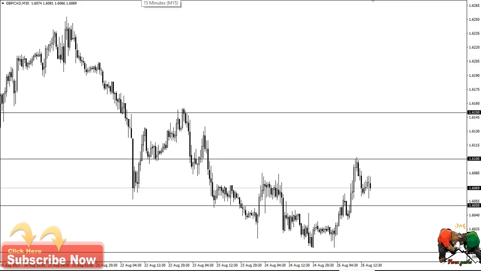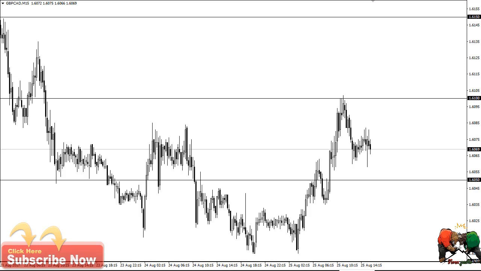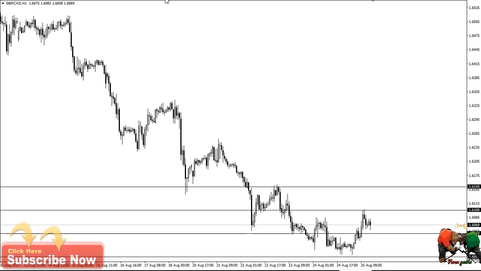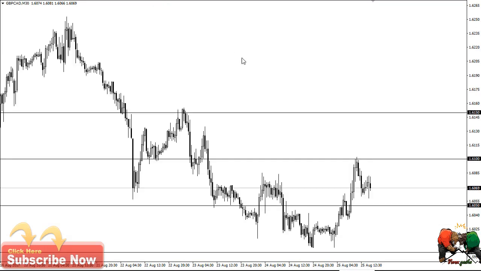In front of you, I have the 30-minute chart. It also works on the 15-minute chart, possibly even the hourly chart. Really it comes down to your preference, but 30 minutes seems to be about the sweet spot.